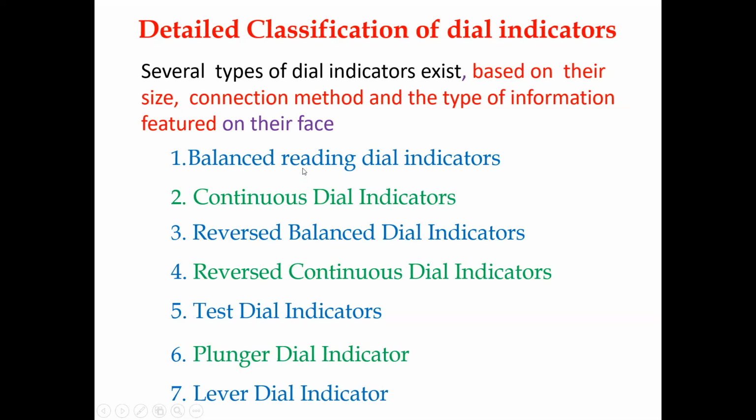If you observe here, this is the balanced reading dial indicator. The third one is the reversed balanced dial indicator. If you observe the second one, continuous dial indicator, and the fourth one, reversed continuous dial indicator, there is a similarity. The test dial indicators, plunger dial indicators, and lever dial indicators, we'll discuss in the coming slides.